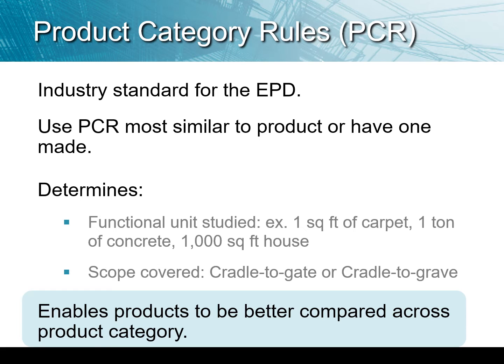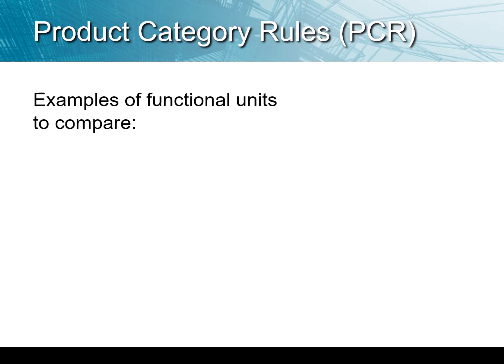Okay, let's think about functional units and how they may differ based on the products or systems we are trying to compare. In practice, PCRs tend to outline a specific product type, such as resilient flooring. But to get a better understanding of what functional units are and how they are created, we'll take a moment to think of functional units that may be best to compare these products.